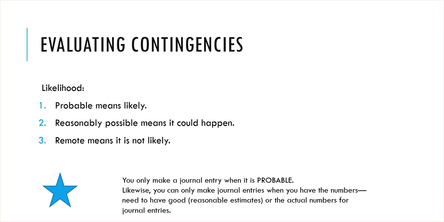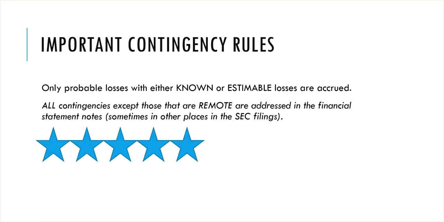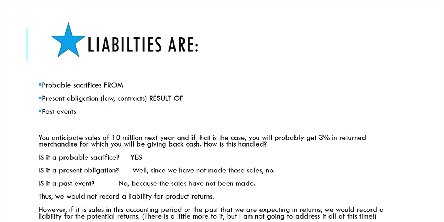If you expect a loss, guess what? You have to record it as long as you can come up with a number. So gains and losses are handled differently with contingencies. Only probable losses with either known or estimable amounts are accrued. All contingencies, except where remote, are addressed in the financial statement notes and other places in SEC filings.